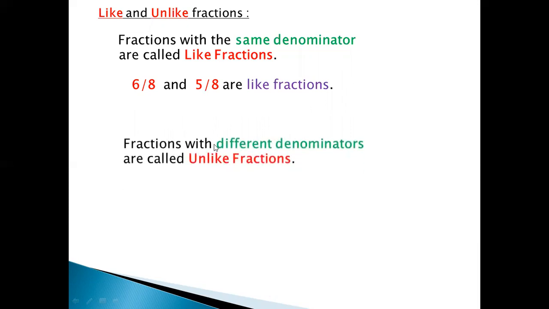But fractions with different denominators are called unlike fractions. Look at this one. Both the lower number is a denominator. So denominators are different. So these are called unlike fractions. If the denominators are same, these are called like fractions. If the denominators are different, these are called unlike fractions.